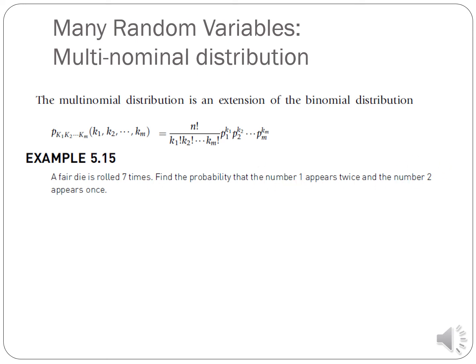And in addition, the question is also saying that the die is rolled 7 times. So if number 1 appears twice and number 2 appears only once, that means 3 times, right? So what are the other 4 times? The other 4 times include the outcomes from number 3 to number 6. So all of those outcomes, 3, 4, 5, 6, these 4 outcomes will be grouped together as a single outcome.